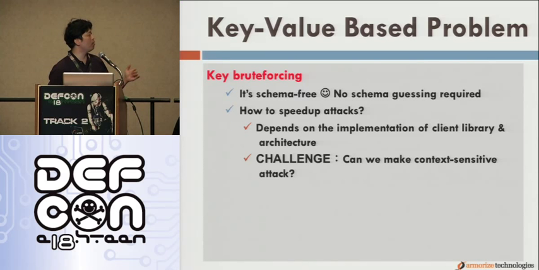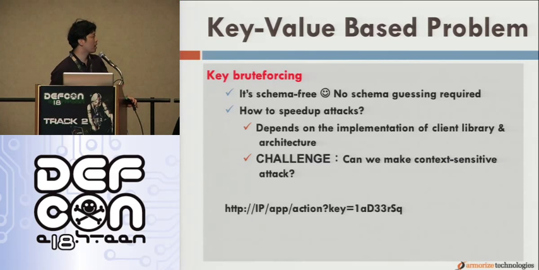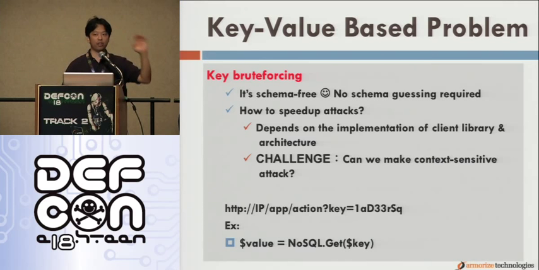The challenge is, can we make context-sensitive attacks, meaning that we send a key and we do some static analysis, and according to the time in the calculation or the response differences, we can speed up this process and make a quick judgment and say, this key doesn't exist in the key value data store. And that's how it usually looks. We call this key brute forcing. Note that we're not manipulating the data flow at all.